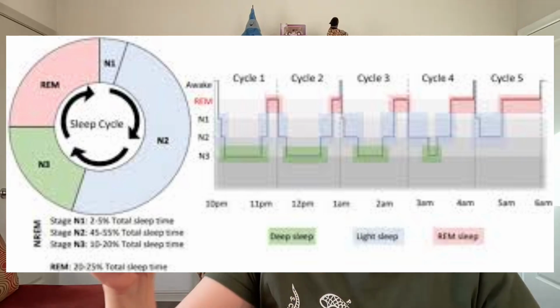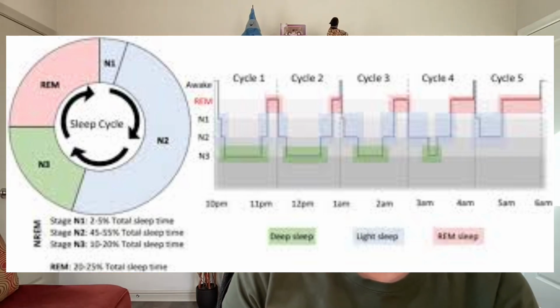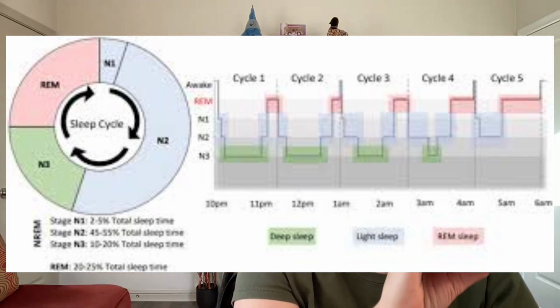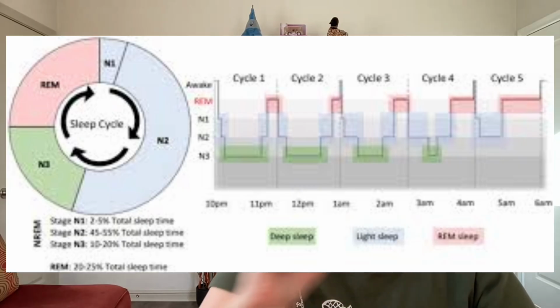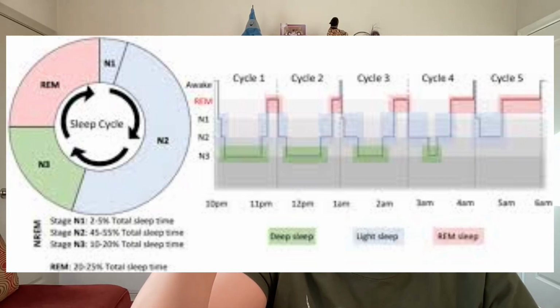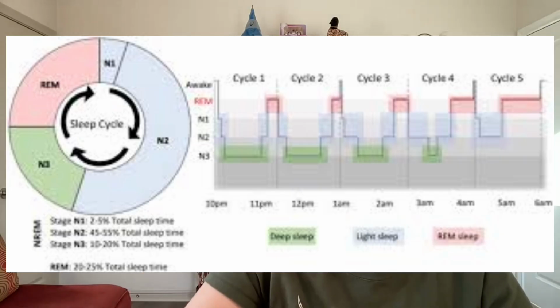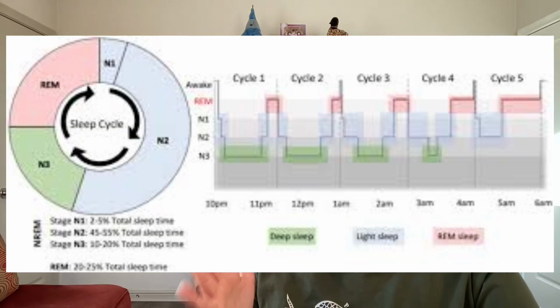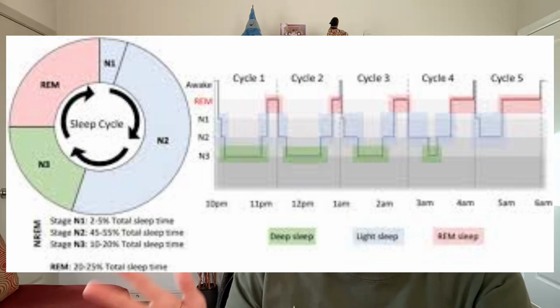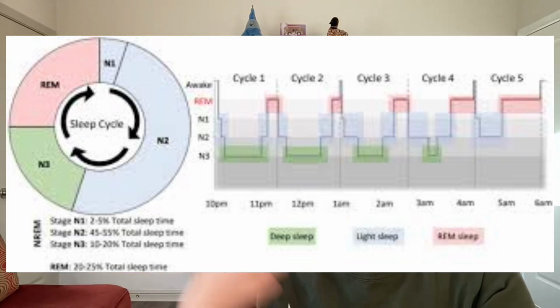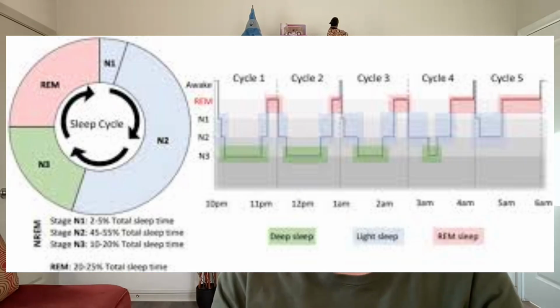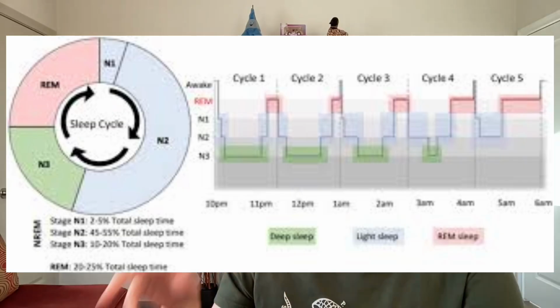So you cycle through these several times throughout the night. The first cycle of the night tends to be N1, and then into N2, then into N3 for a while, then back to N2, then into your first REM cycle. Then you go back to N2, back to N3, back around to REM. Typically, people are going to have most of their deep sleep in the first half of the night and most of their REM sleep in the second half of the night. So the last hour and a half or so of your sleep, you're pretty much all getting REM sleep.